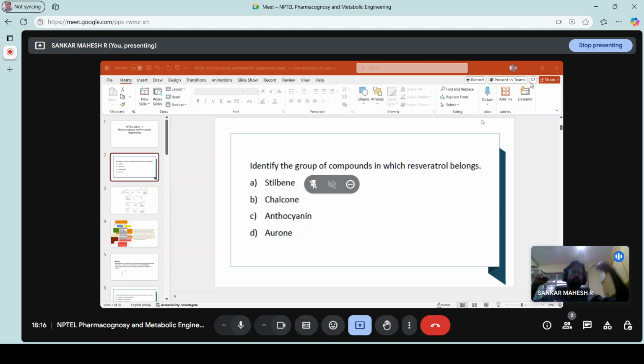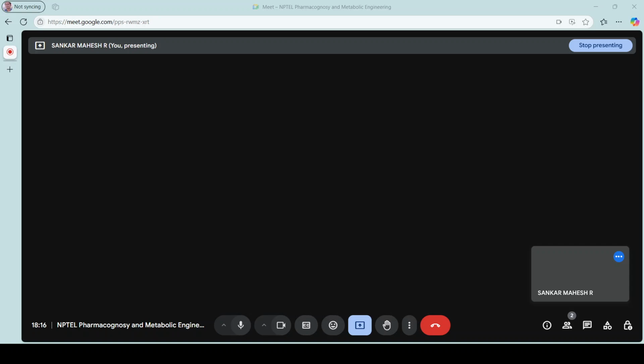Yeah, so we were looking at identify the group of compounds in which resveratrol belongs, and four options are given here: stilbene, chalcone, anthocyanin, and orone. So the first thing to do is notice structurally what's the difference between them. This is a general structure of flavonoid where you have a benzene ring and a benzene ring connected by a three carbon skeleton and an oxygen. If it is not cyclized, it's a chalcone. If it's cyclized, then it's a flavanone.